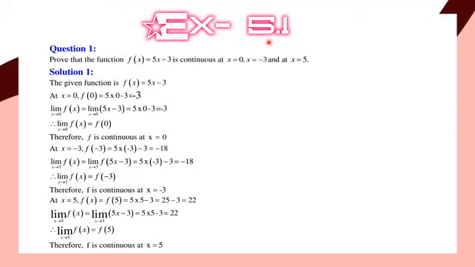Question number 1. Prove that this function 5x minus 3 is continuous at 0, minus 3 and 5. Let's check the value of function at 0. It is minus 3, and when we apply limit x tends to 0 f(x) in this function, then also value is minus 3. So we can say that function is continuous at 0. Same way you can find the value at minus 3 and 5.